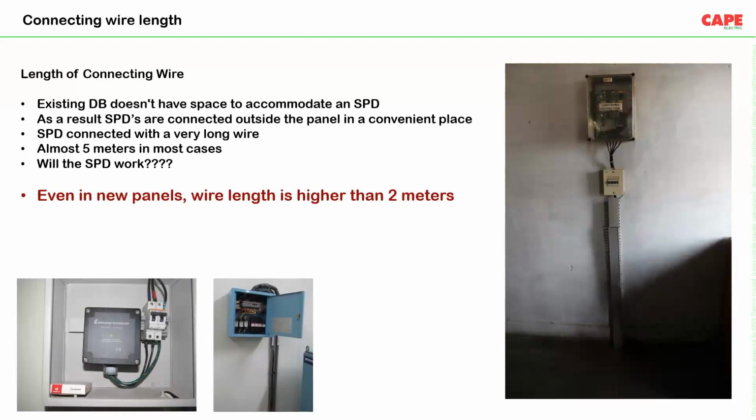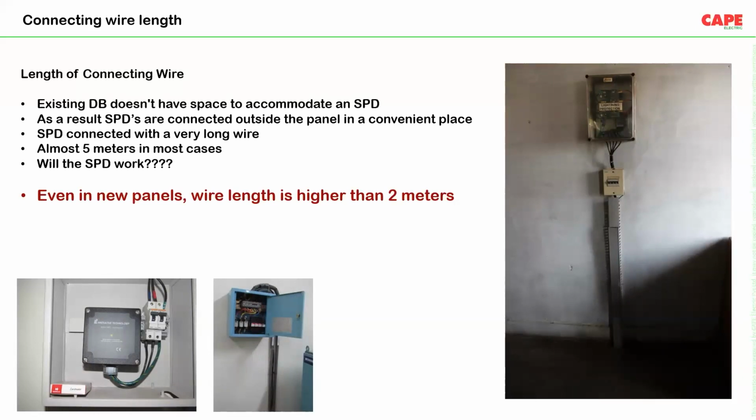These are a few photographs of how we are connecting an SPD. You see the length of wire connecting the SPD; we cannot even see where it is going to terminate. It will be around 4-5 meters. The reason being, the existing DB does not have space to accommodate the SPD. So once we don't have space, we put a separate box for the SPD, and then we use around 2, 3, or even 5 meters of wire. Now, in this case, do you really think this SPD is going to work? No. If we use an SPD with 5 meters of wire length, it is not going to work.